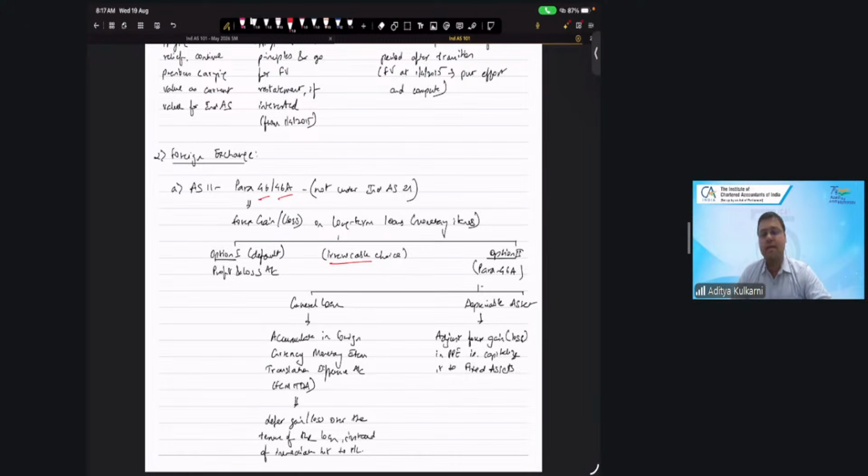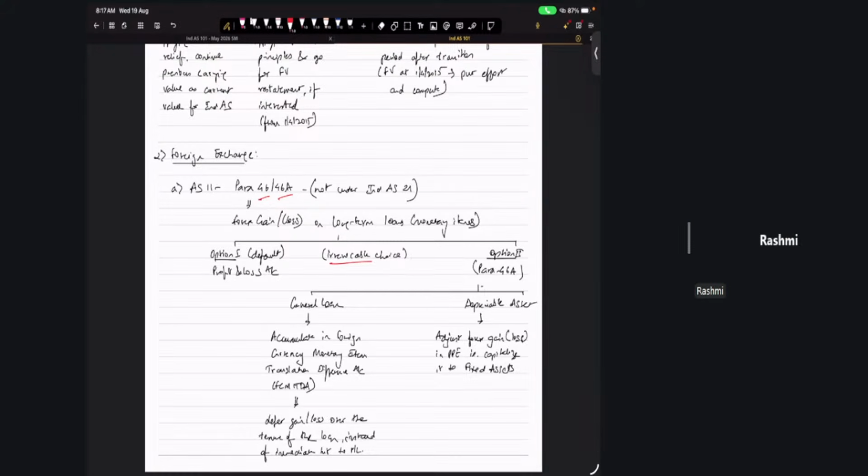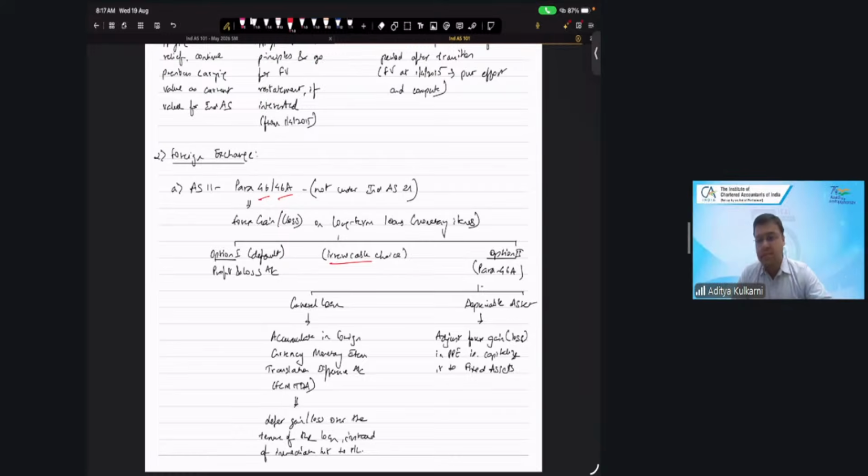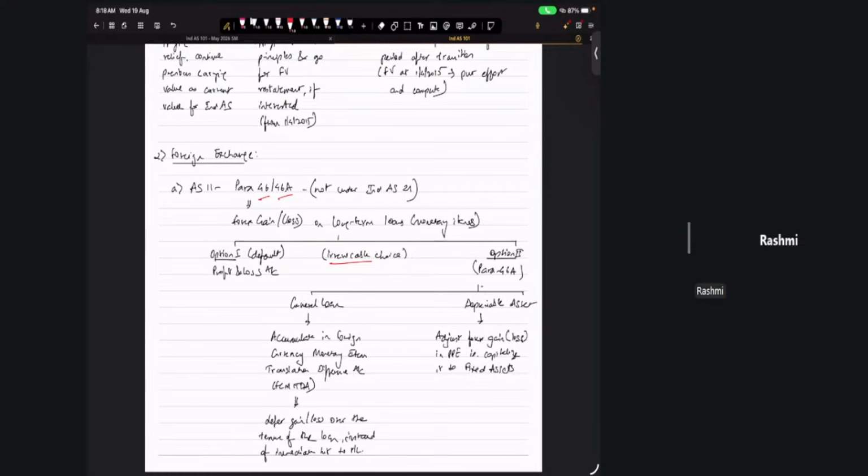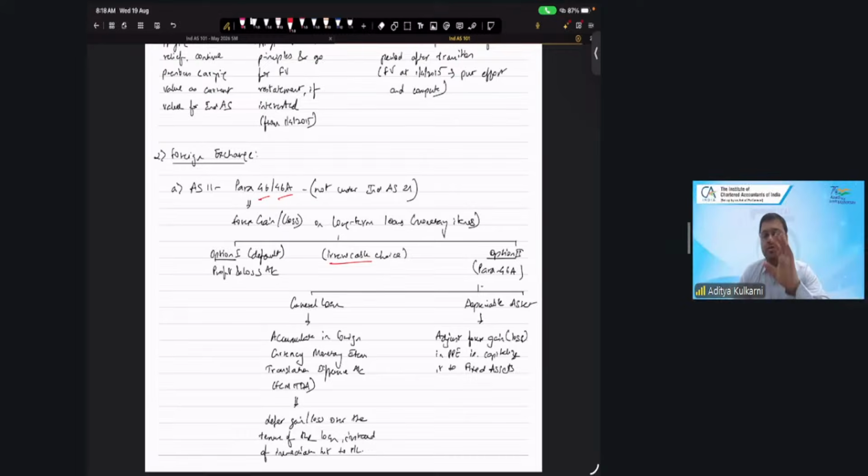Now, tell me one thing. Is a foreign currency loan a monetary item under AS 11? Yes, sir. That means if it is a monetary item, can I say that you will have to restate at the closing rate? Yes, sir. Okay. Now imagine, go back to 2011. You have a foreign currency loan and suddenly your exchange rates dipped by 20%. I don't know the exact number, I'm just making this up. It dipped by 20%. What will happen?